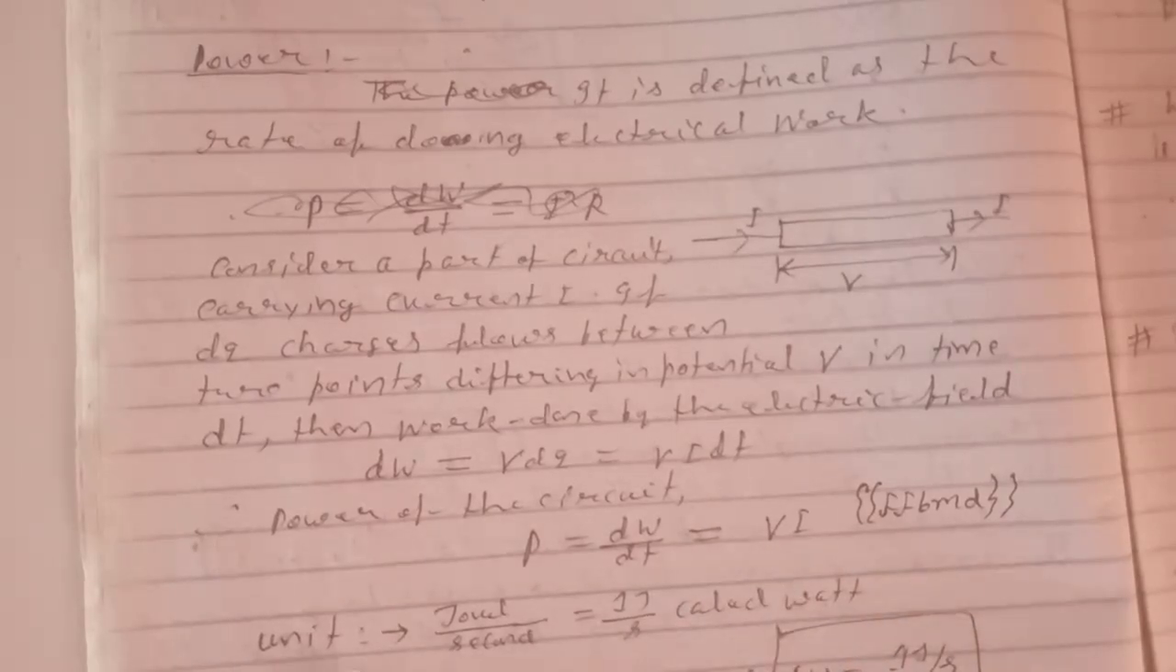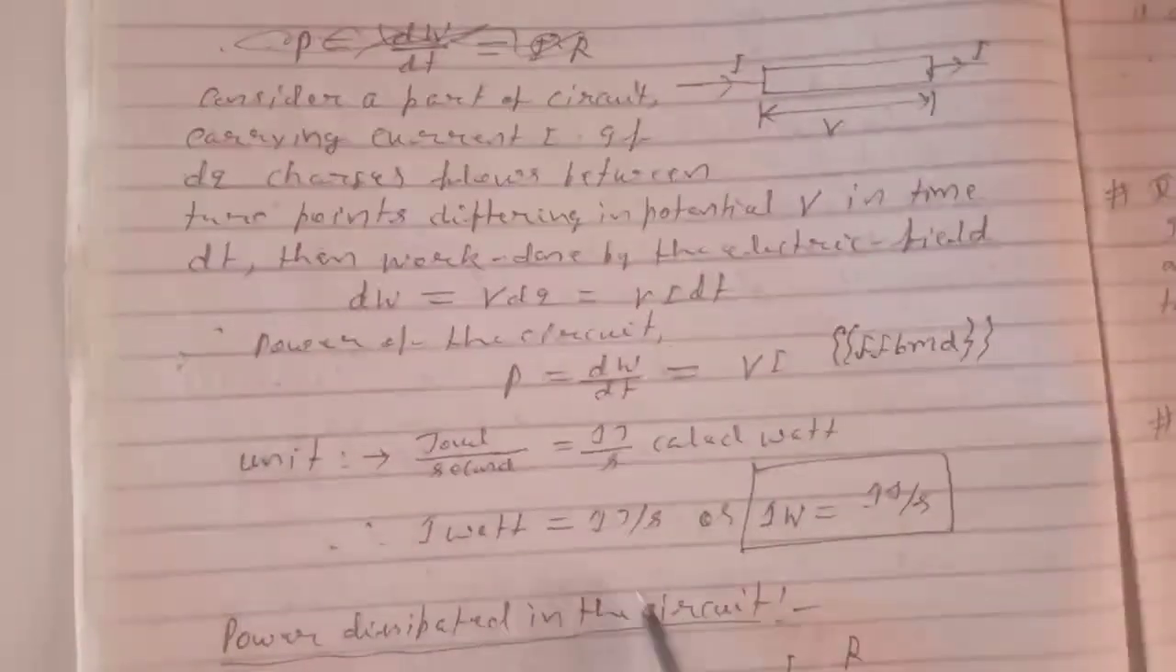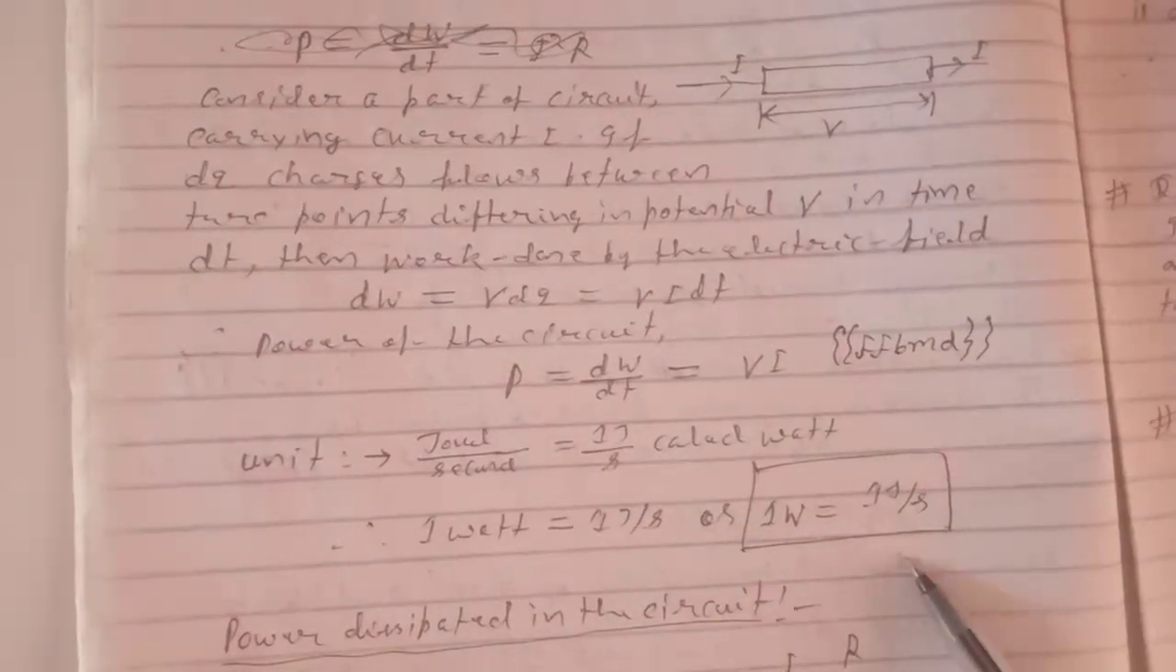Now the unit of power is joule per second, or 1 joule per second is called watt, or 1 watt equal to 1 joule per second.